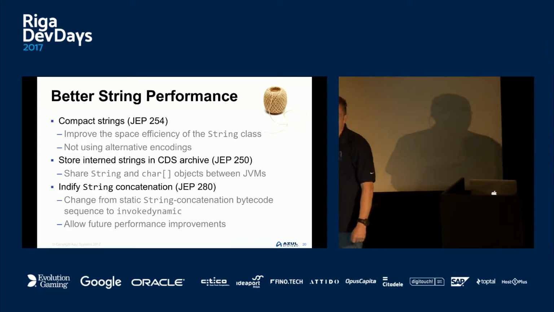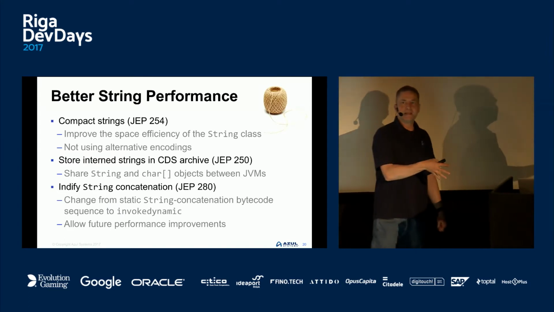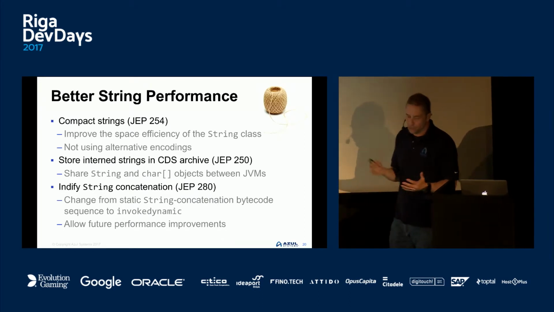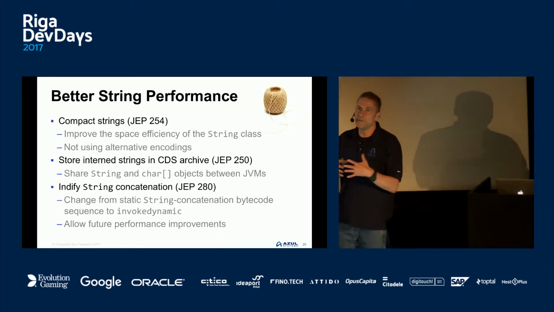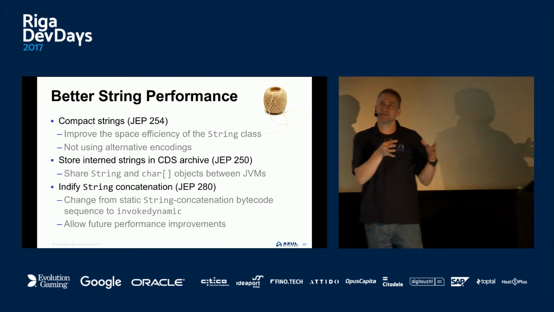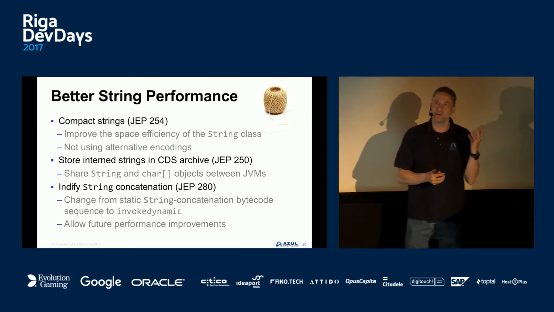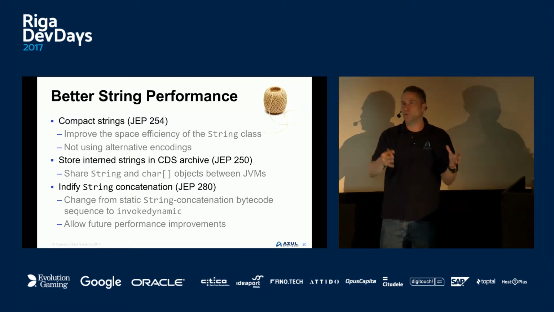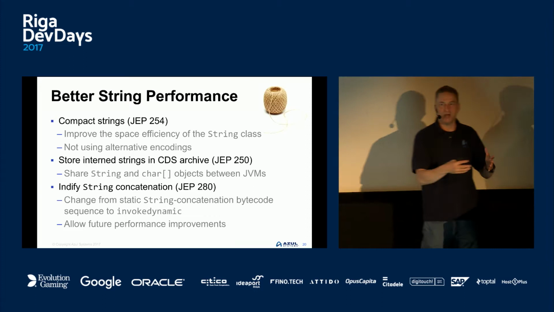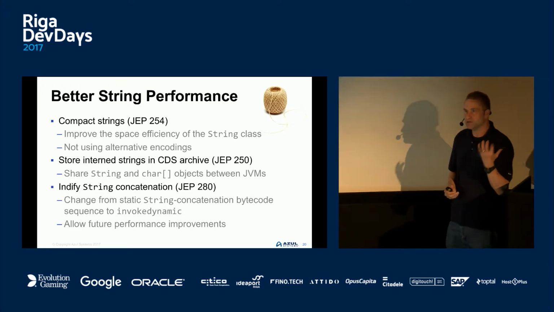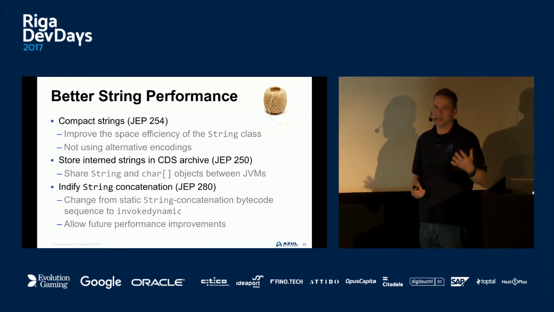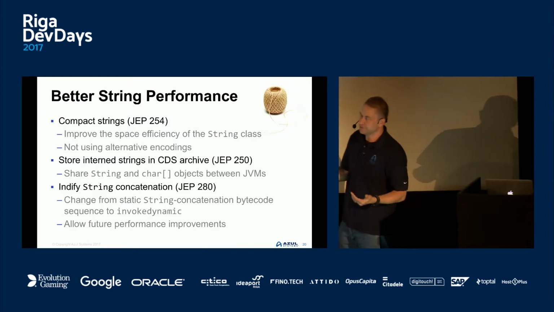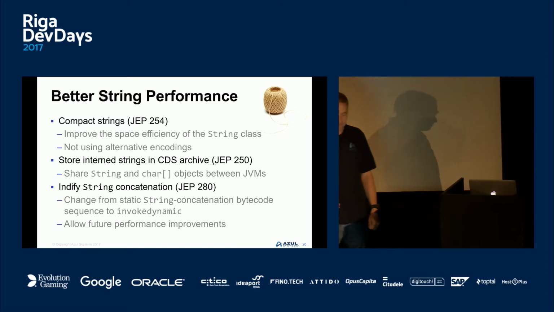Better string performance. A couple of things are being done internally in the JVM to improve performance. One of these is the idea of compact strings. It's more about looking at how efficiently the space is used internally. So it's not actually compressing the strings, it's not using zip or compressing them in some way. It's just looking at how the strings are stored internally and optimizing the space that's used. So if you've got multiple copies of the string, then you only need one of them.